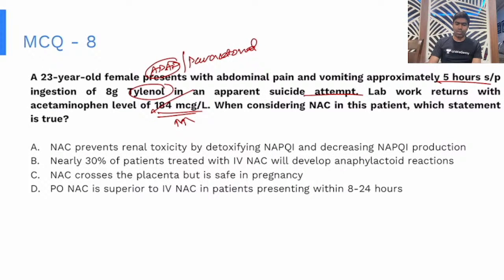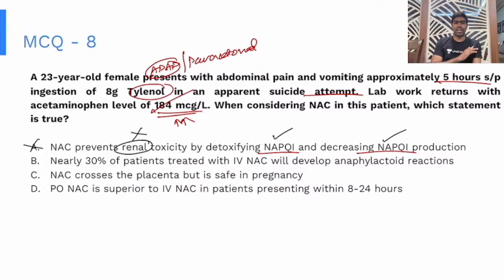Look at statement number 1. N-acetylcysteine prevents renal toxicity by detoxifying NAPQI and decreasing NAPQI production. They're asking which statement is true, isn't it? N-acetylcysteine does not prevent renal toxicity, even though it detoxifies NAPQI by probably replenishing the glutathione stores, and it does prevent the liver injury. It has nothing to do with renal toxicity. That's a very, very important point. So option A is wrong.